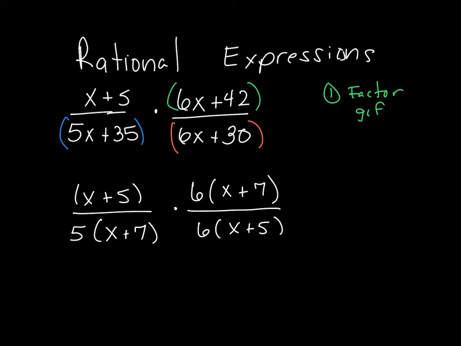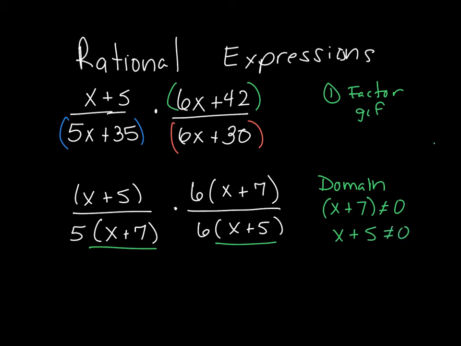Now, before I go through and cancel this, what we have to talk about is the domain. For the domain here, we have to ask ourselves what x cannot be. x plus 7 in the first fraction cannot equal 0, and the other one, x plus 5, also cannot equal 0. That's because 1 over 0 is always undefined. That leaves us with the fact that x cannot equal negative 7 and x cannot equal negative 5 for both of those.